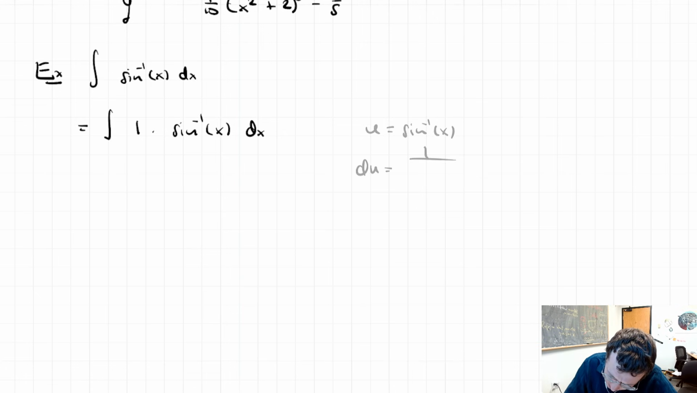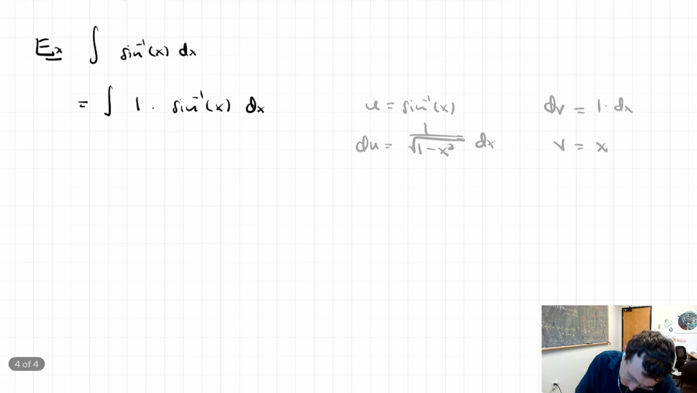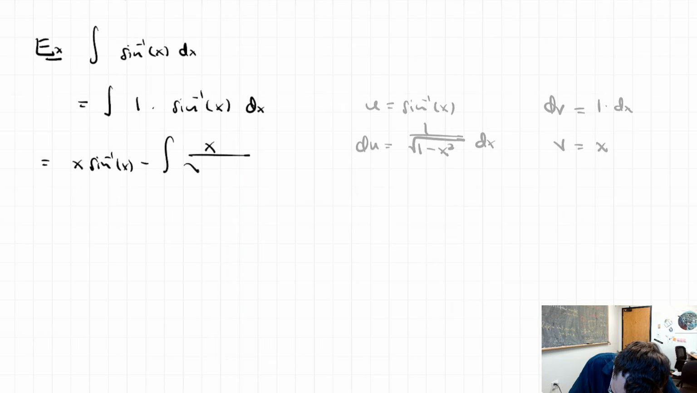And that'll give me du equals 1 over root 1 minus x squared dx. And then that means the dv just has to be 1 times dx, or dx. So v is going to be equal to x. And then integration by parts says this is equal to uv, which would be x arc sine of x, minus the integral of v du, which is x over root 1 minus x squared. So we have to be able to integrate this. And it kind of looks like we've just made things worse, but actually this can be integrated with a substitution.